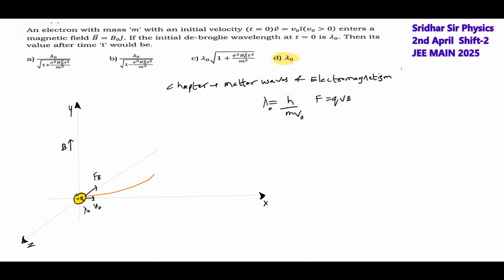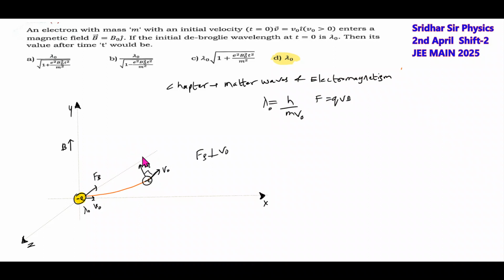The charged particle will deviate. As it deviates, its speed will not change, and this will be 90 degrees all the time. The speed of the charged particle should not change. One very fundamental thing: F_B will always be perpendicular to v naught, because magnetic force cannot do work.